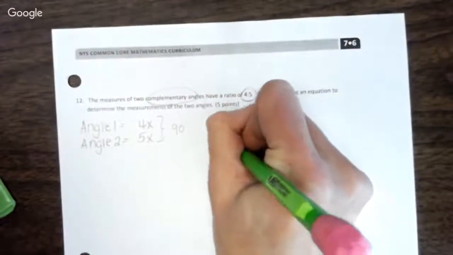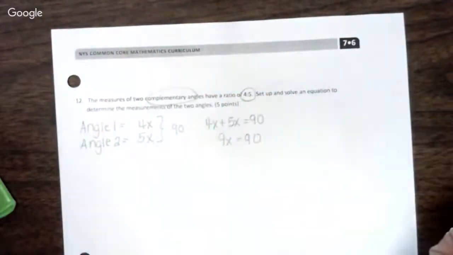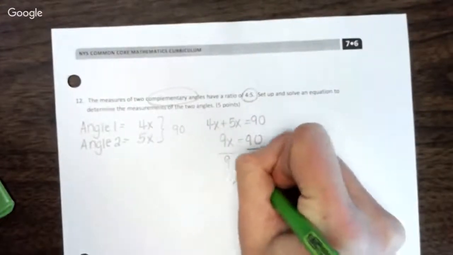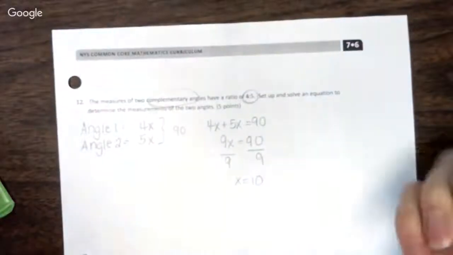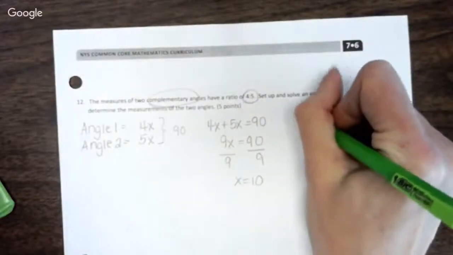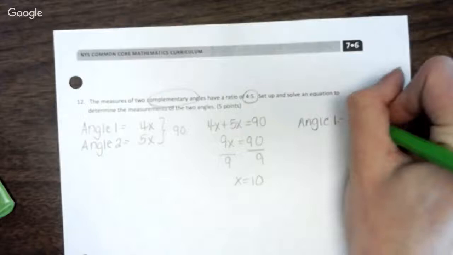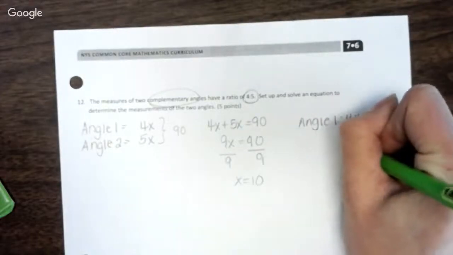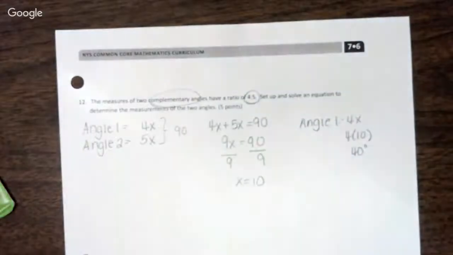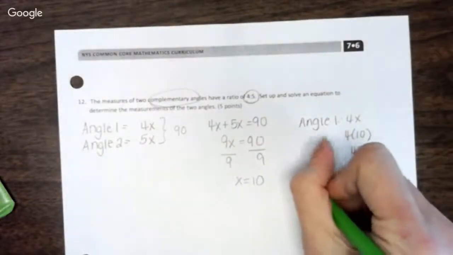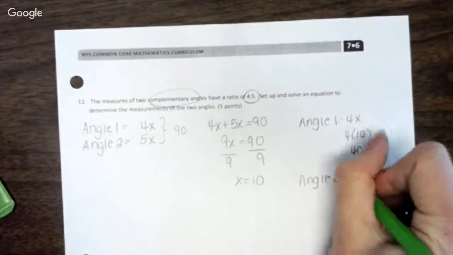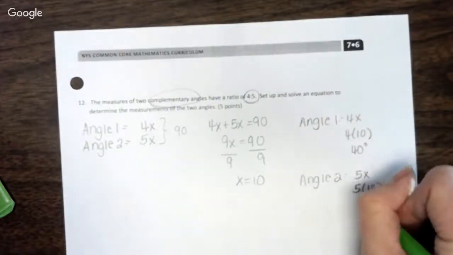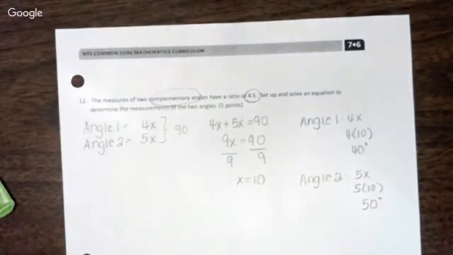4x plus 5x is 9x. Divide both sides by 9. So x is equal to 10. Now we're not done yet. It's asked to find both angles. So let's go find angle 1 is 4x. Since x is 10, 4 times 10 is 40. Now let's find angle 2. Angle 2 is 5x, and x is 10 again. So 5 times 10 is 50.